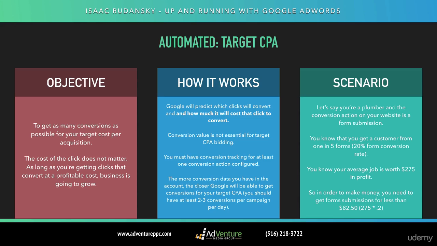And I would definitely recommend trying target CPA bidding once you have your account rolling, once conversion tracking is set up and your account is tracking profitably. It could yield some really cool results. We've seen it happen many times. In the next lecture, we're going to talk about target outranking share.